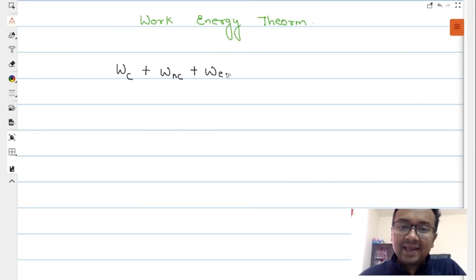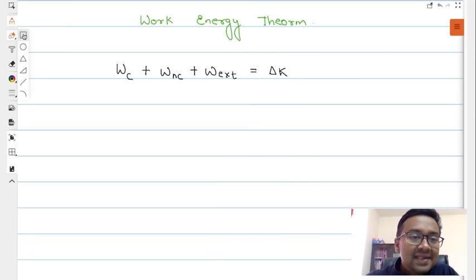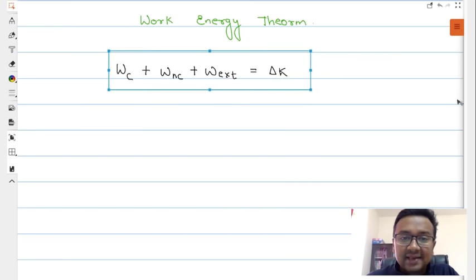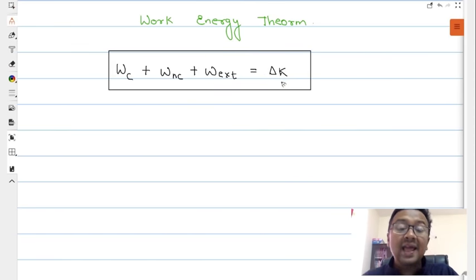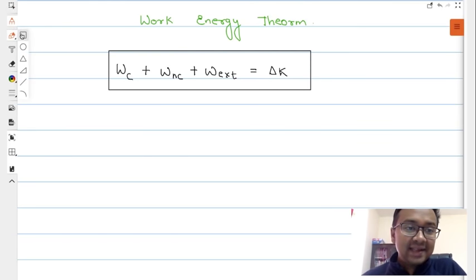Okay, guys, very simple. The work done by conservative forces plus the work done by non-conservative forces plus the work done by the external forces is nothing but equal to the change in the kinetic energy. This is as simple and straight as that. Now, here I have an extension to this work energy theorem that is very simple again.